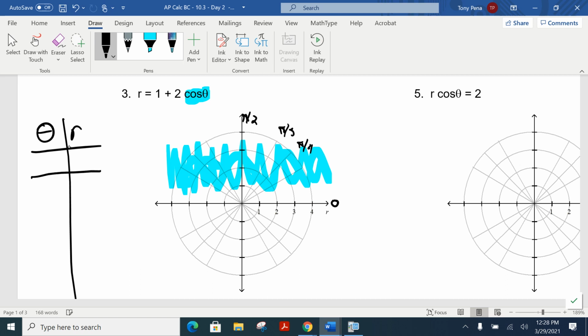All right, so let's take our 0. And we would get r to equal 1 plus 2 times the cosine of 0. So cosine of 0 is 1. 2 times 1 is 2. Add that additional 1. We should be out there at 3.